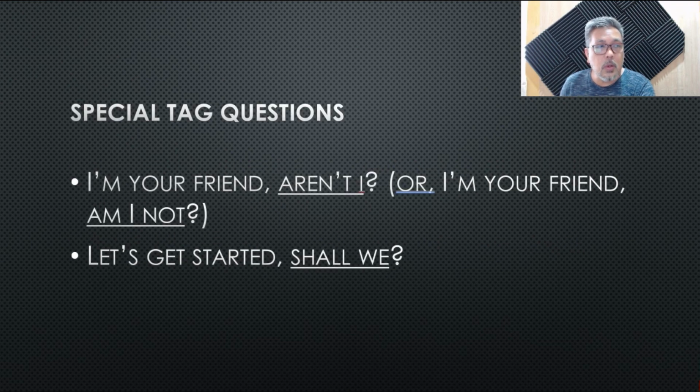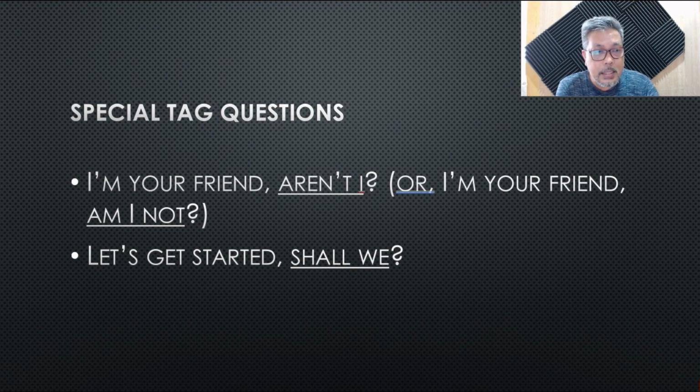We also have what we call special tag questions for if your statement is I am or let us. So if your statement is I am or I'm your friend, your tag question is aren't I? Or you can also say I'm your friend, am I not? So those are both correct. Okay? So you either say aren't I, I'm your friend, aren't I? Or I'm your friend, am I not?